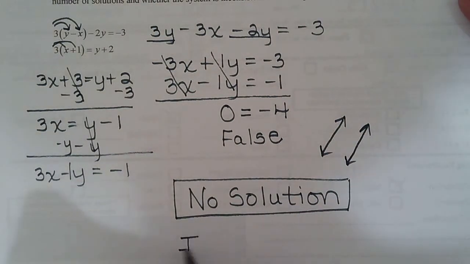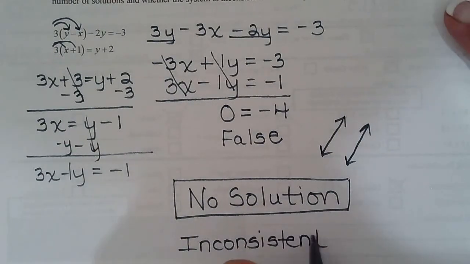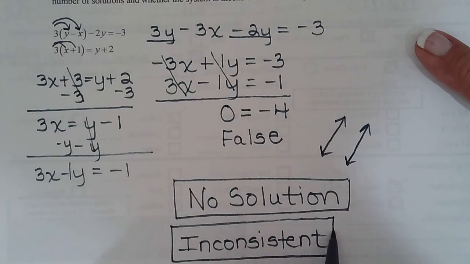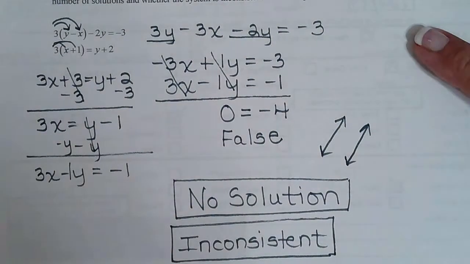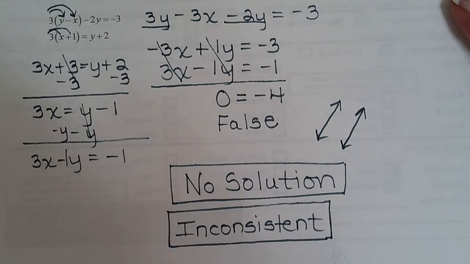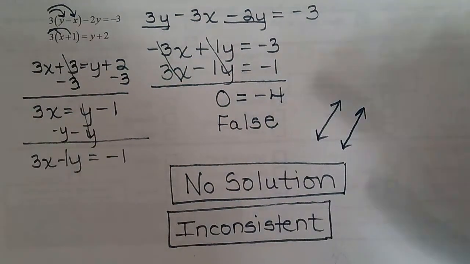And remember, we call this inconsistent because this is not the normal case. Usually two lines cross somewhere down the line. So we just say it's inconsistent. So that was both of the special cases there for you to practice and look at.